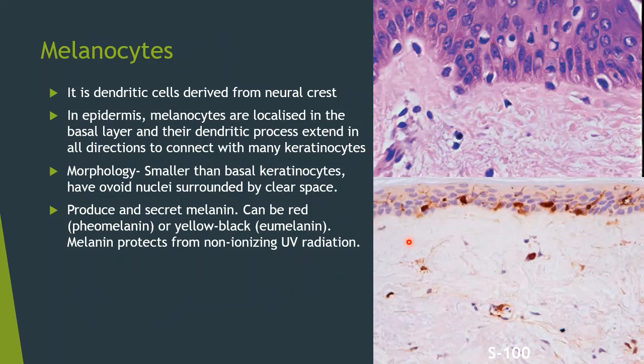Coming to the melanocytes, these are the dendritic cells which are derived from the neural crest. In the epidermis, these melanocytes are located along the basal layer, and they can be seen as a contracted nucleus with perinuclear halo. The dendritic nature of the cells cannot be seen in routine H&E sections. That can be visible when they are stained with some immunohistochemical markers like S100, as in this picture. These cells are smaller than keratinocytes, have ovoid nuclei, and they produce melanin, which can be red, called pheomelanin, or yellow black, called eumelanin. Melanin protects our skin from the non-ionizing UV radiation.